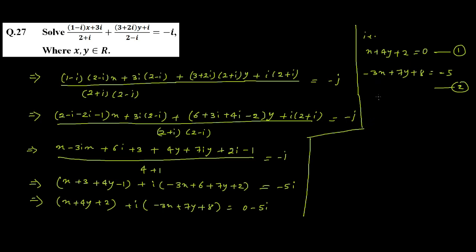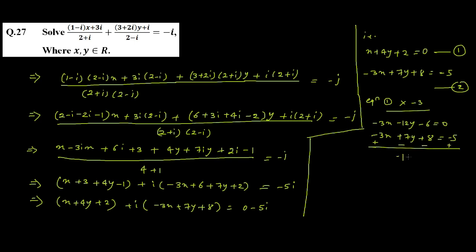So let's solve this. Let me rewrite equation 1 by multiplying by minus 3. So equation 1 will become minus 3x minus 12y minus 6 is equal to 0. Equation 2 is already there: minus 3x plus 7y plus 8 is equal to minus 5. Now subtract it. This is plus minus, minus plus.